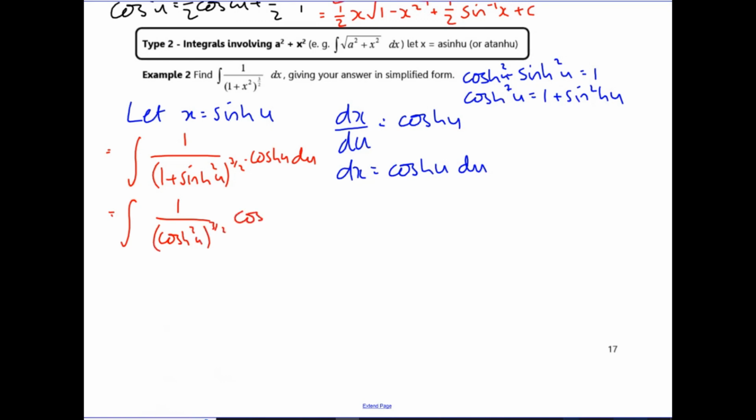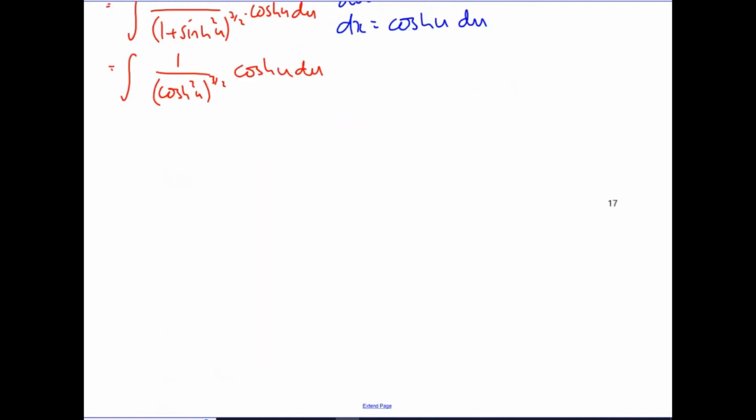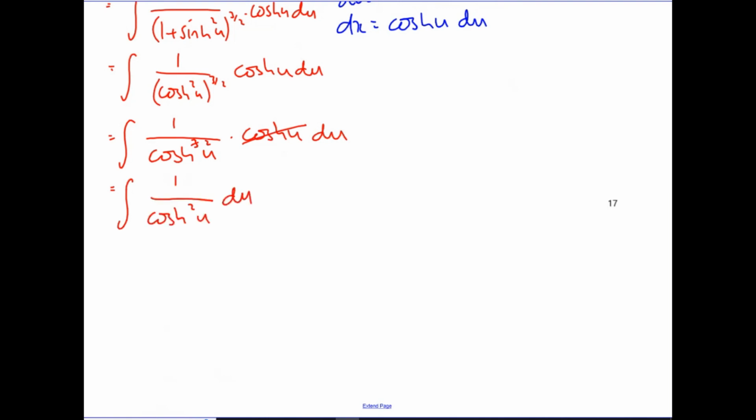Cosh squared to the 3 over 2, times cosh u. Dealing with these powers on the bottom, times them together gives you cosh cubed times cosh u. And now I can cancel one of these to give me 1 over cosh squared u. To integrate this, I'm going to write this as sech squared u du, because I know that sech squared integrates to give me tanh, just like how sec squared integrates to give me tan.